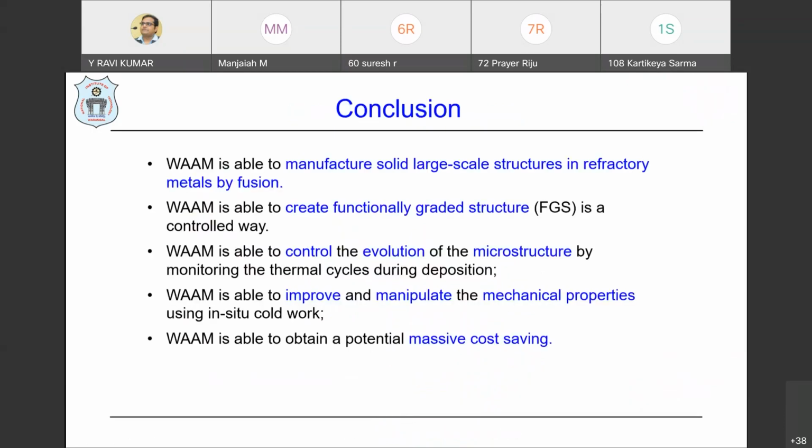And these are the conclusions on the VAM process. VAM is able to manufacture solid large scale structures in refractory materials by the fusion process. VAM is able to create functionally graded structures in a controlled way. VAM is also able to control the evolution of the microstructure by monitoring the thermal cycle during the deposition. VAM is also able to improve and manipulate the mechanical properties using in situ cold working. And VAM is a highly potential, massive cost saving process among metal additive manufacturing processes.